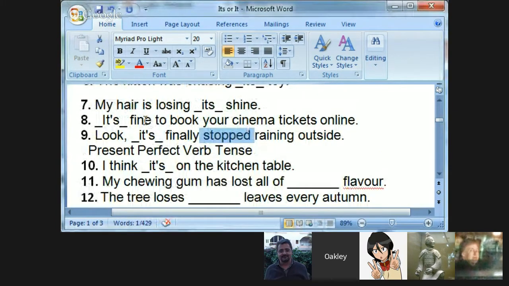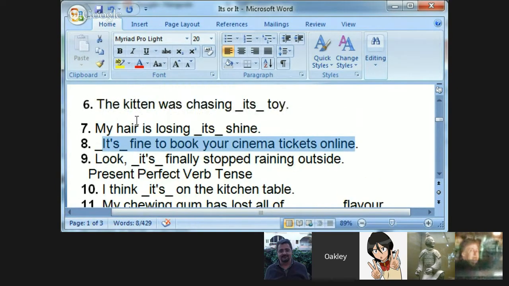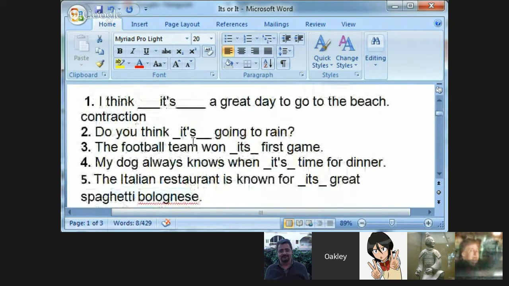Okay. Notice in the other one we looked at earlier, it's fine to book your cinema tickets online. It is fine. Is is the main verb. All right. Where's another one? My dog always knows when it is time for dinner. Okay, again, the main verb is is.